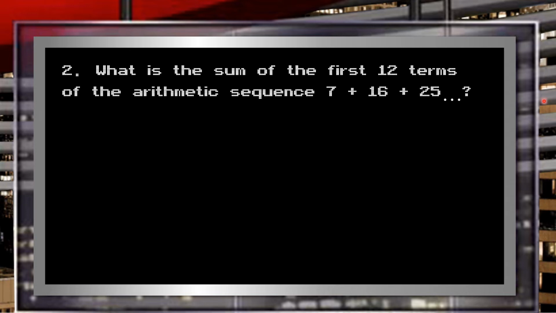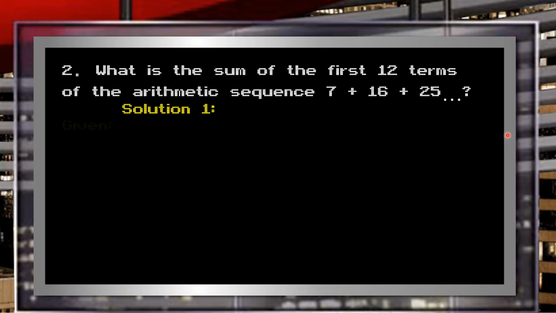Example 2. What is the sum of the first 12 terms of the arithmetic sequence 7 plus 16 plus 25 and so on? There are two solutions. So, dun man tayo sa solution 1. Kasi remember, di ba, hindi siya given yung last term. So, pwede nating gamitin yung formula 1 kanina kung saan hindi given yung last term. Pwede rin naman nating gamitin yung solution 2 na given yung last term. Pero, kailangan muna natin isolve yung last term.